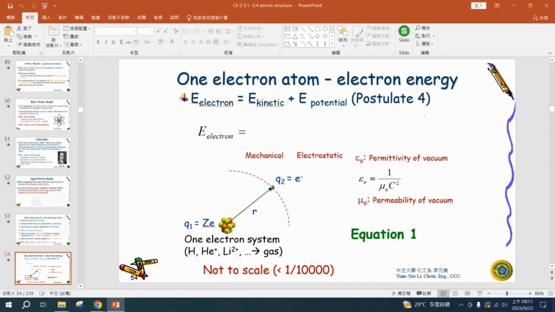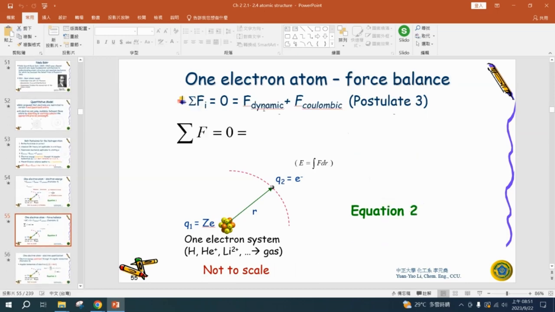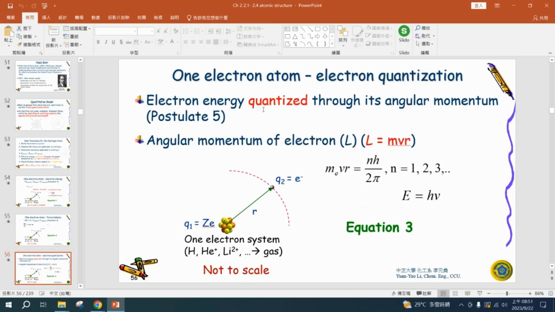So this is equation one. Equation two: if the electron stays in the same orbit, that means the net force needs to be zero. So the force will be equal to the dynamic force plus the Coulombic force. This is according to postulate number three, and we have this as equation two.